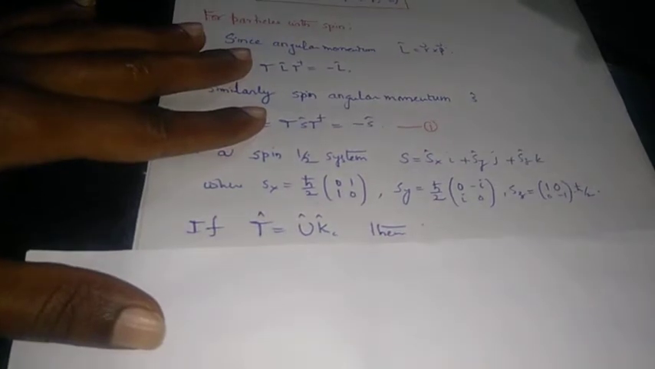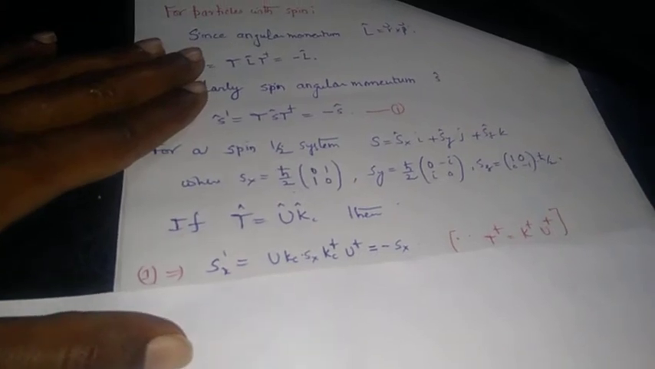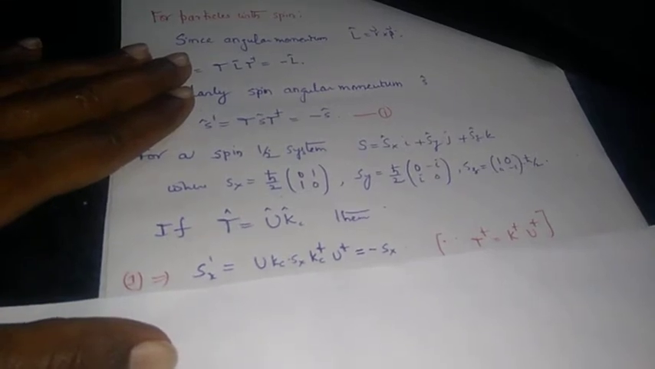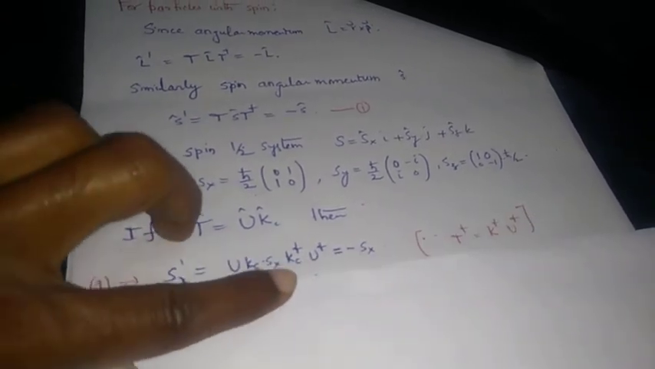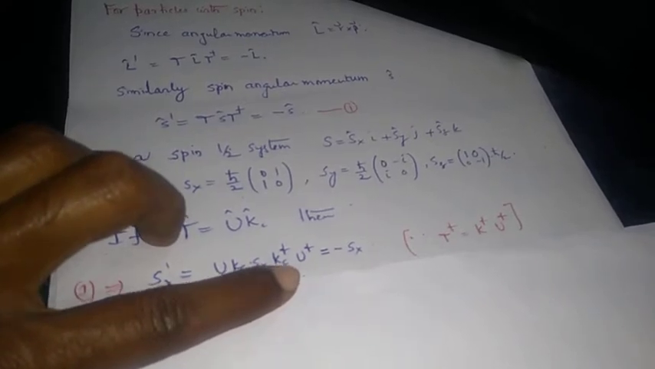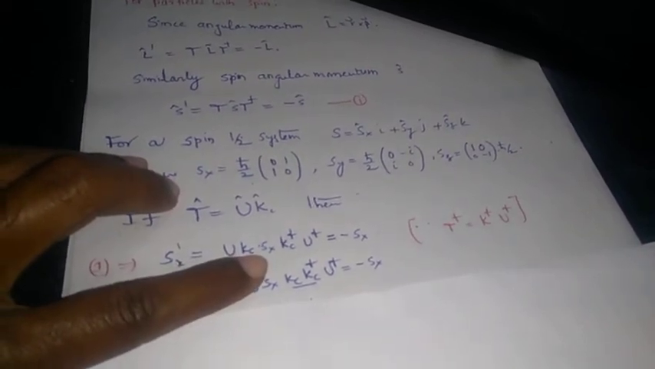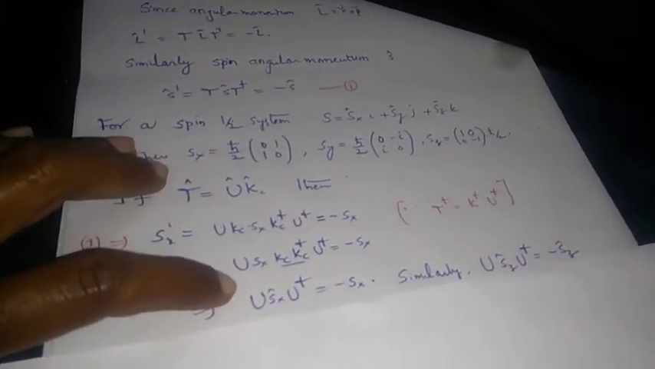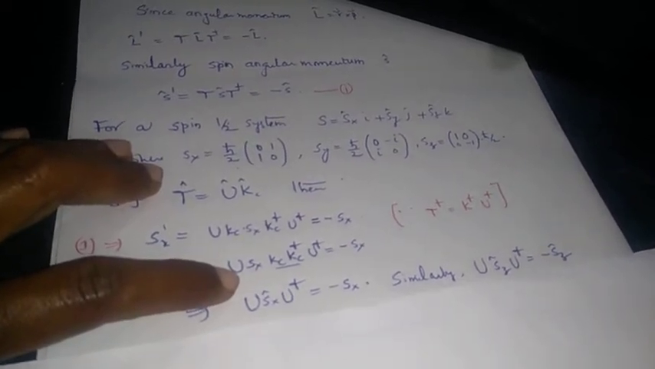And if you take T equal to U Kc, then equation number 1 for the x component of S will be written like this, where we have replaced T dagger with Kc dagger and U dagger. Since the action of Kc on Sx will be just Sx Kc, we get U Sx U dagger is equal to minus Sx. And similar is the case for Sz.